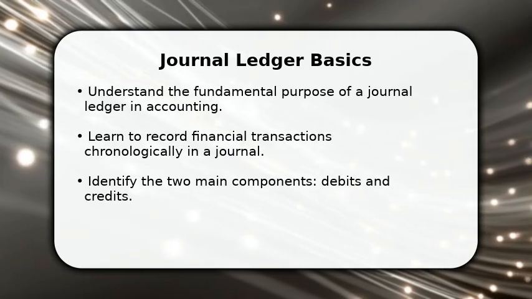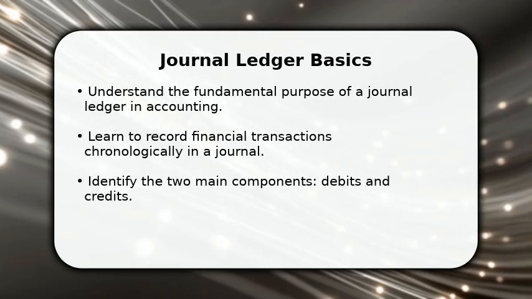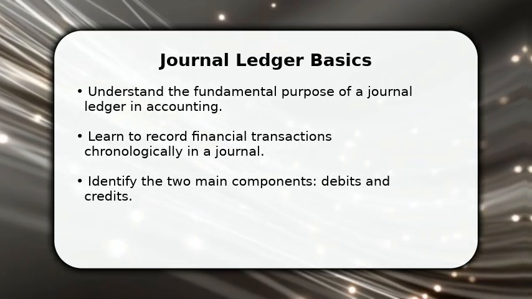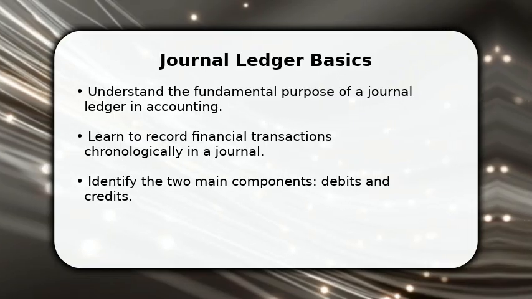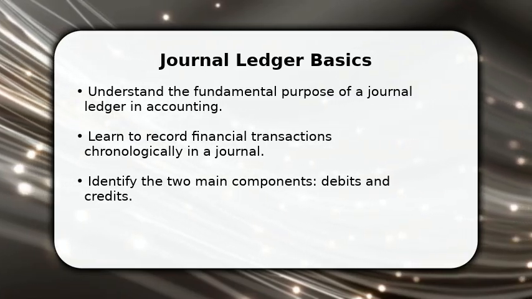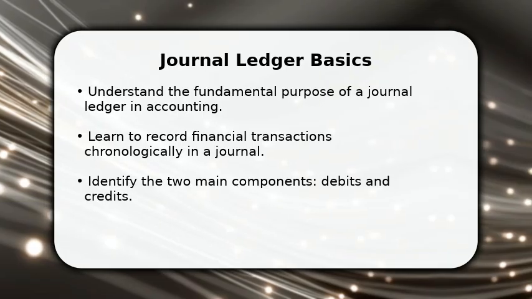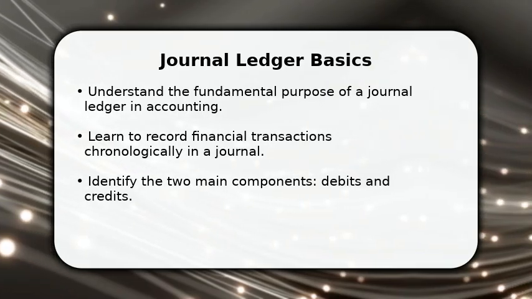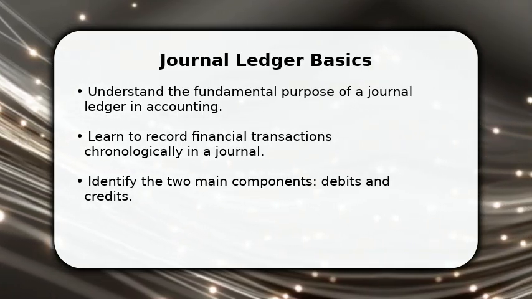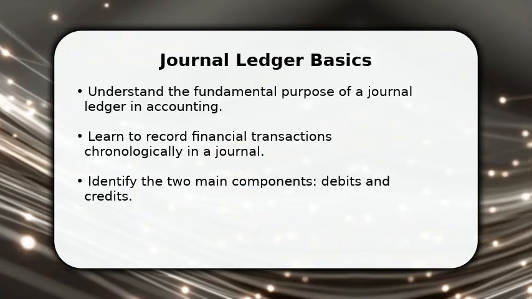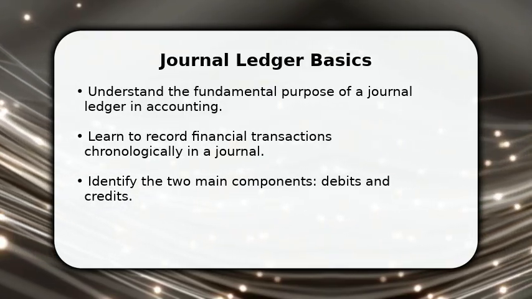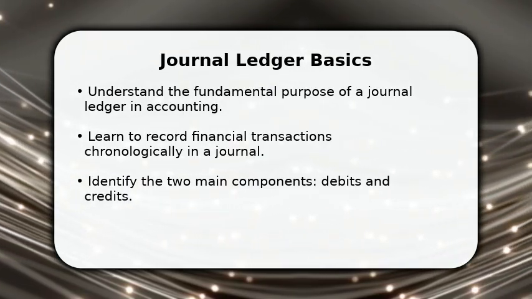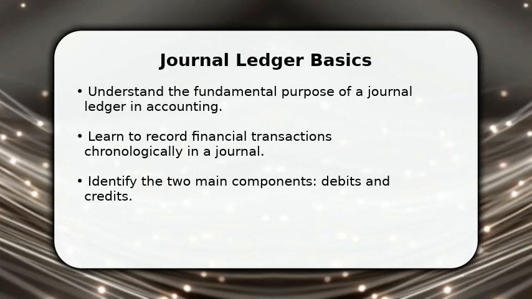In this video, I will explain how to do journal ledger. We'll start by understanding its core purpose in accounting, which is to provide a complete, chronological record of all financial transactions. You'll learn how to properly document each event, ensuring accuracy and clarity. We will also introduce the essential concepts of debits and credits, the two fundamental elements of every entry.